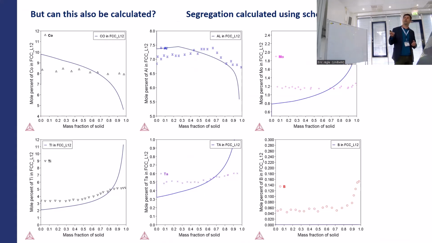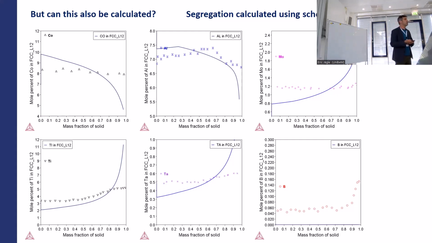So, for example, cobalt here, Scheil predicts quite a negative segregation. They see relatively little. Titanium is predicted to segregate very strongly. And boron is an interesting one here. There, I see the prediction is there is absolutely no boron in the FCC phase. So is this the best we can do? Because this wouldn't be too good.